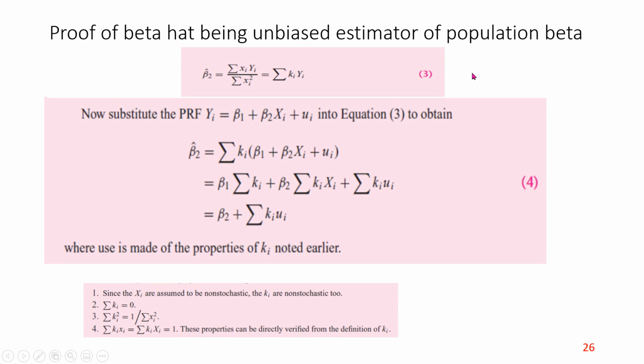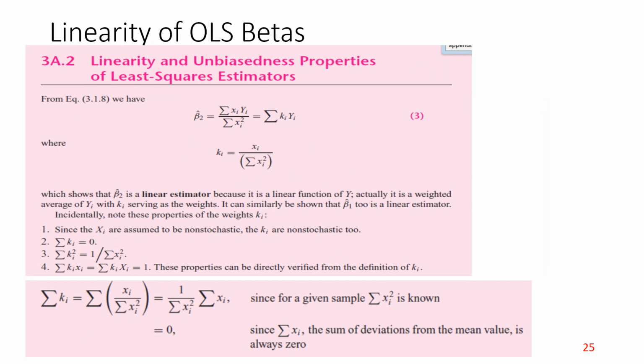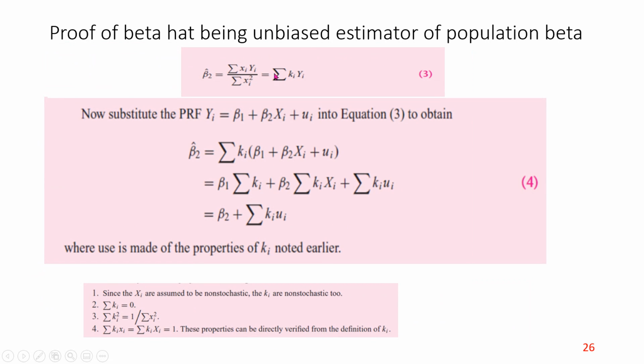So let's prove that beta hat is an unbiased estimator of the population beta. In the previous slide, we just proved that the betas are linear. Now we are proving that the betas are unbiased estimators of the corresponding population beta. So if we have the slope coefficient beta 2 hat, we just derived this formula, which is equivalent to saying the sum of ki times yi.